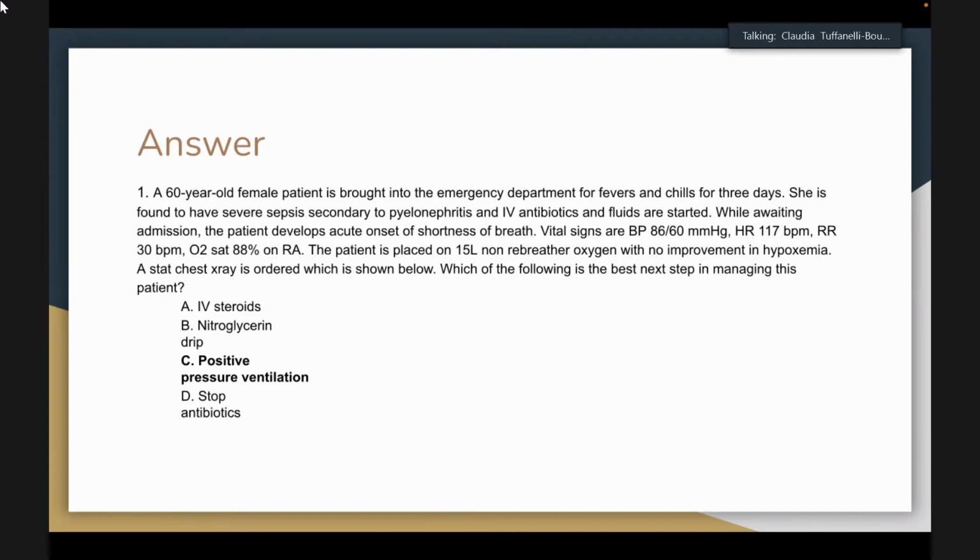And positive pressure ventilation would be great on this patient that's still 88% on 15 liters non-rebreather. So with this one, I'd probably put them on BiPAP personally, as opposed to CPAP, just with it being a little undifferentiated. CPAP would probably work as well, but BiPAP would be good.